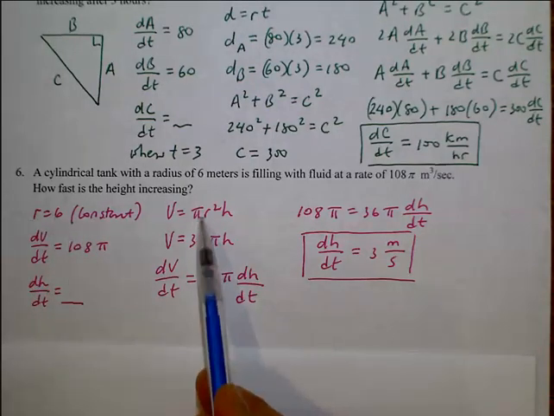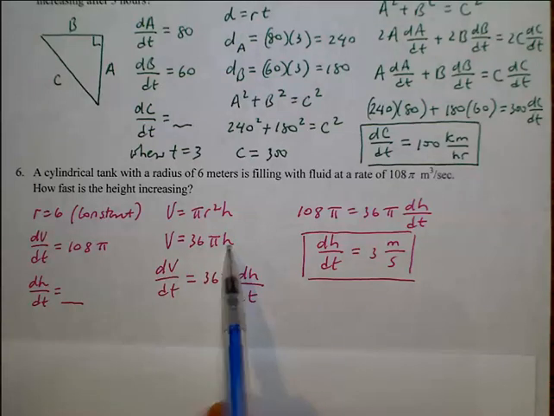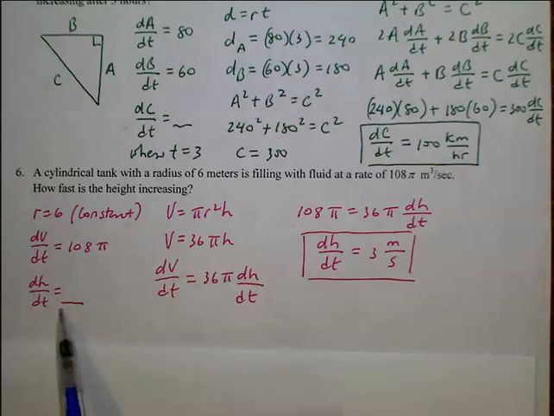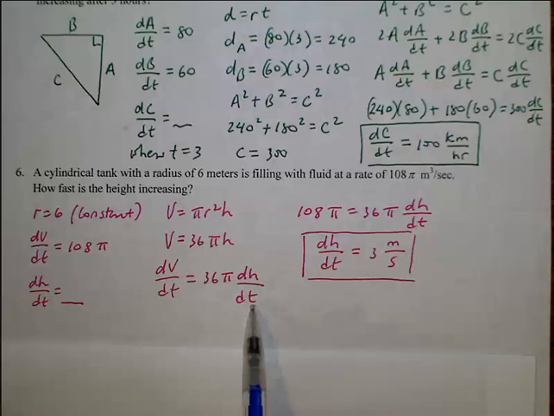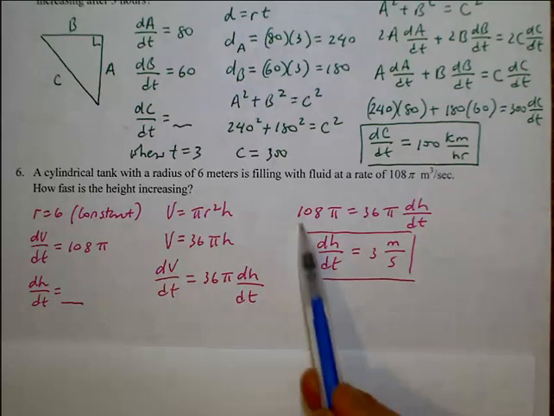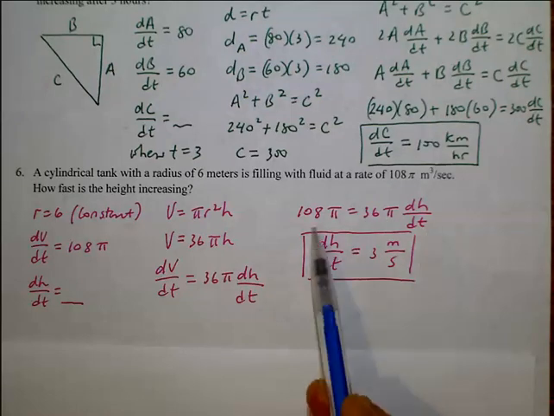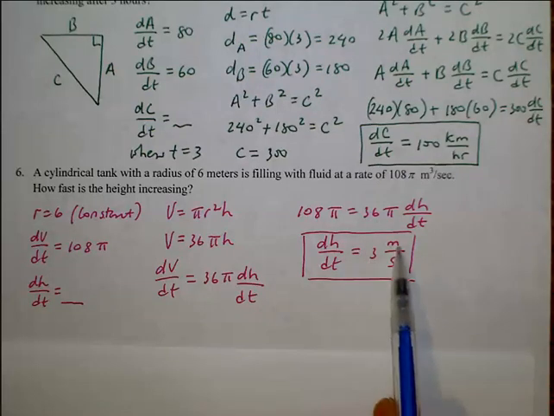So I can just substitute in r is equal to 6 and just write the formula as volume is equal to 36 pi h. dV/dt is given as 108 pi, so then I just need to find dh/dt. So taking this derivative with respect to time, dV/dt is equal to 36 pi dh/dt. So substitute in dV/dt, which is 108 pi, is equal to 36 pi dh/dt. Divide through, the pi's cancel out, and 108 divided by 36 gives me 3. So dh/dt is equal to 3 meters per second.